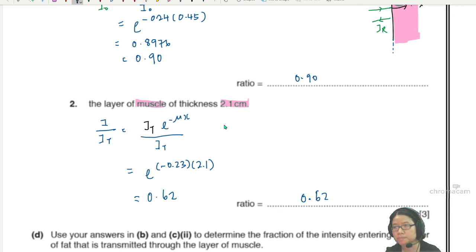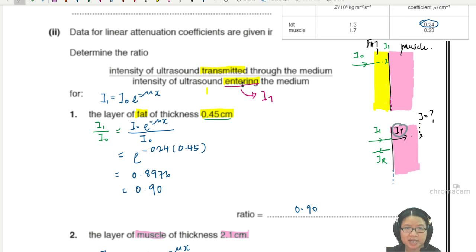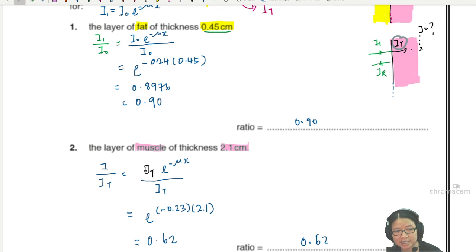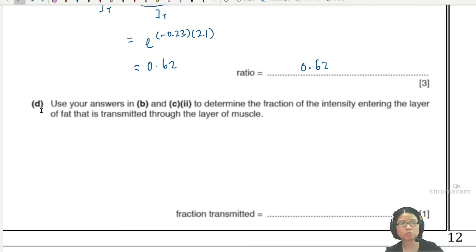All right, so 3 marks. Whenever it is as simple as enter and transmit, you can just use the equation I = I0 e^(-μx), because the transmitted one divided by the entering one will have the same initial value, I naught, so they cancel out. But now we're going to put them together.